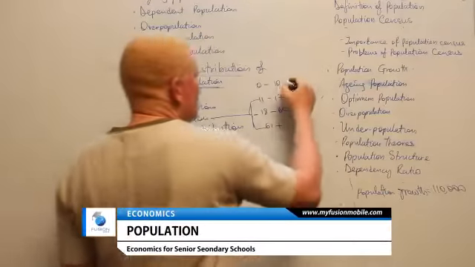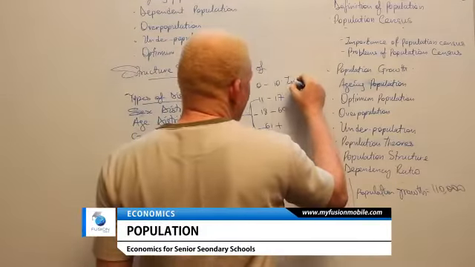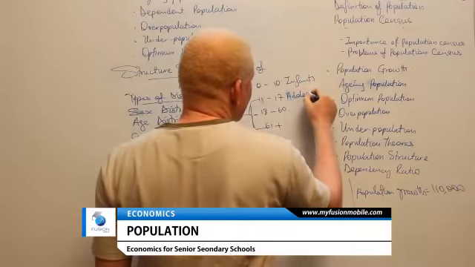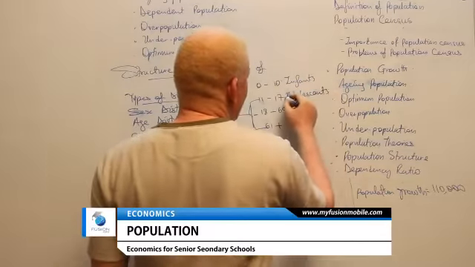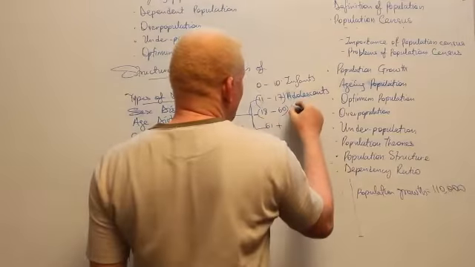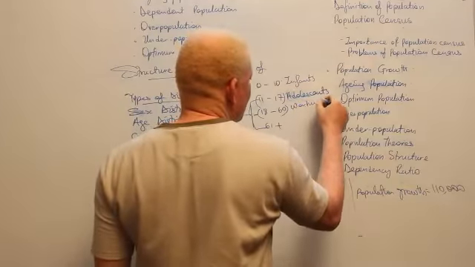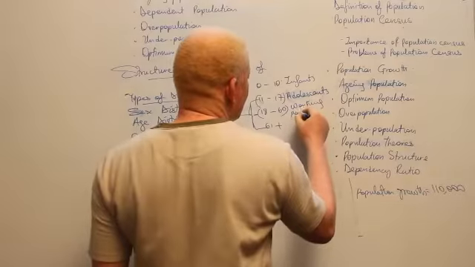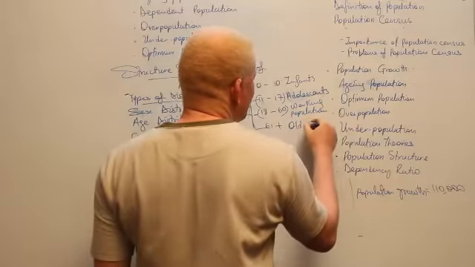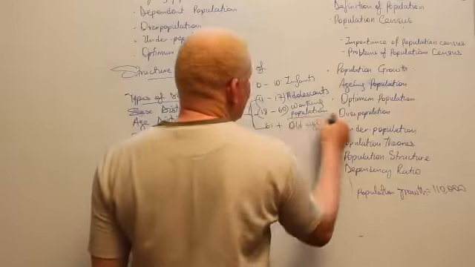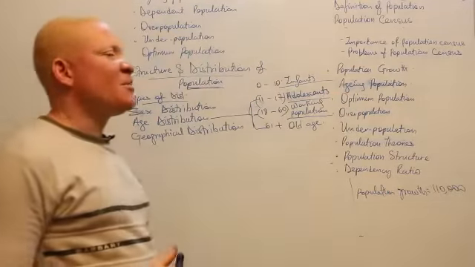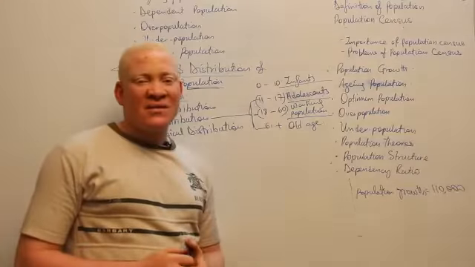Now, this is infants, adolescents, the working population, and the old age. Now, these are four divisions, but basically three. Normally, in most cases, you have 0 to 17 years.